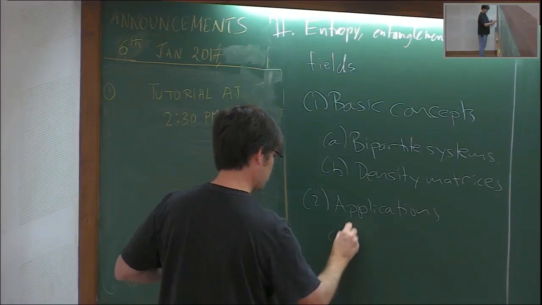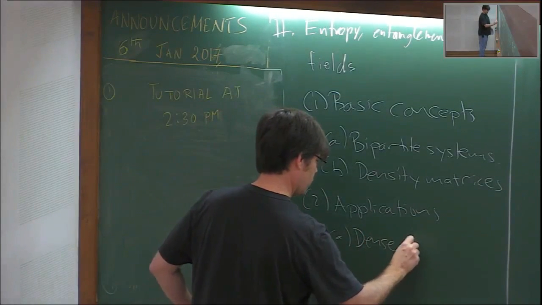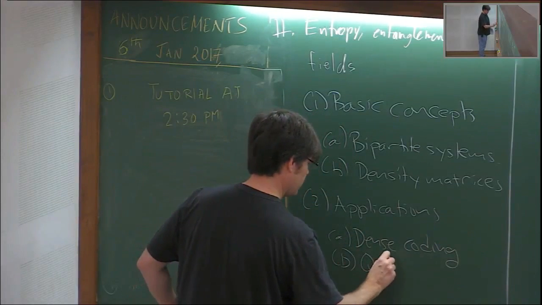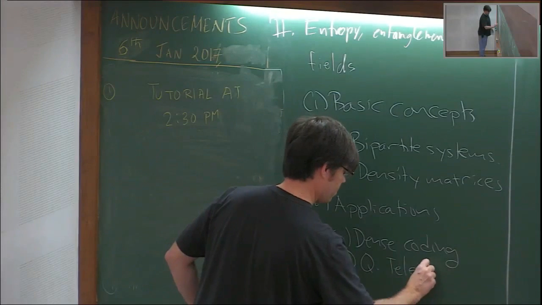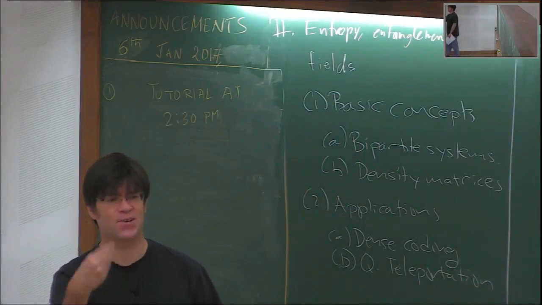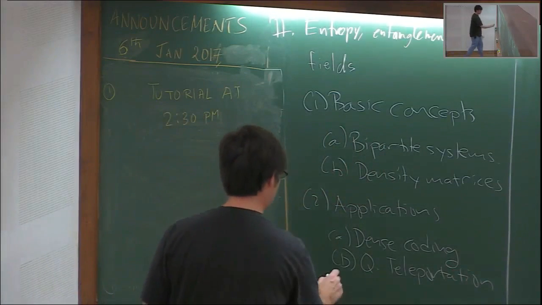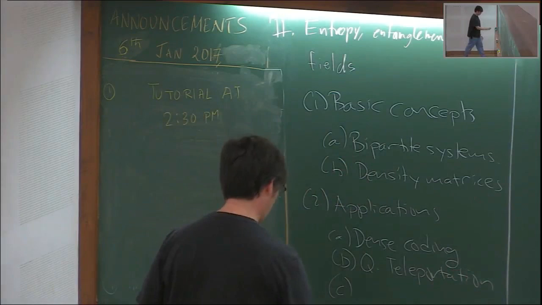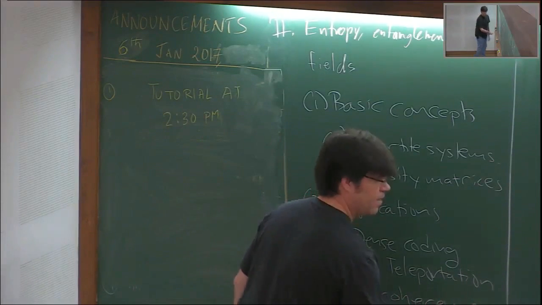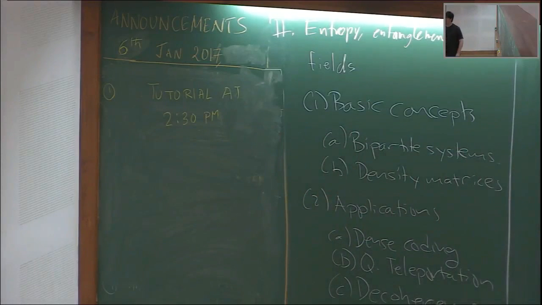Which is advanced coding, quantum teleportation, which isn't quite as exciting as it sounds. It's the ability to send a qubit across. And finally, I will say a bit about decoherence. And if by some miracle the time hasn't run out, I'll try to say at least a few general words about the emergence of thermal behavior in closed quantum systems, for which entanglement is a central concept.